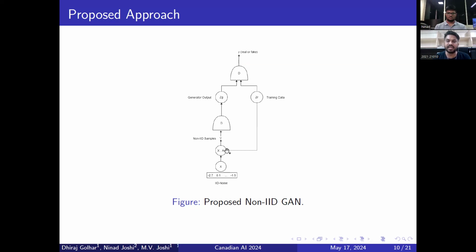We have only changed here y equal to ax, where x is IID noise, but a is from the training data set. Basically, we are extracting some characteristics of the training data and providing them as an input to the generator with the help of y equal to ax. So x is IID noise and a comes from the training data set.